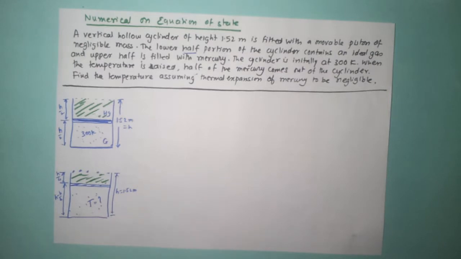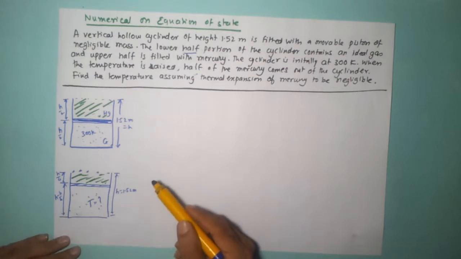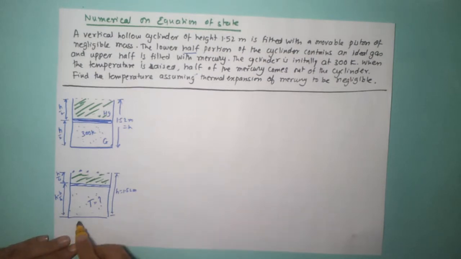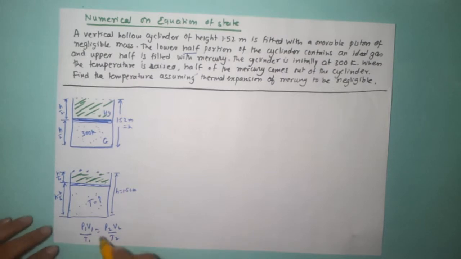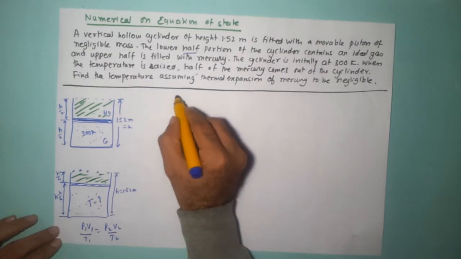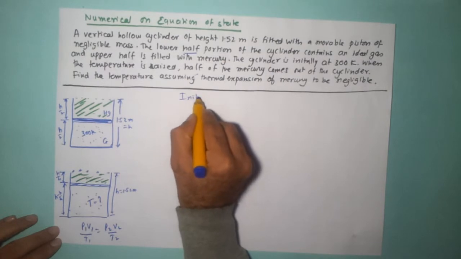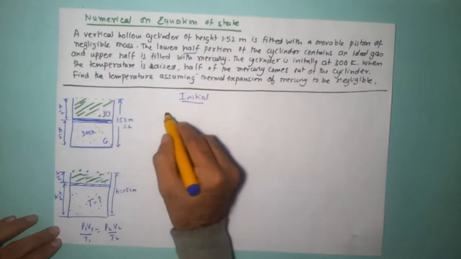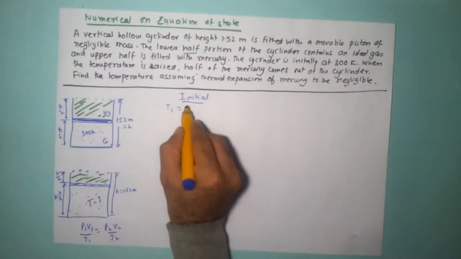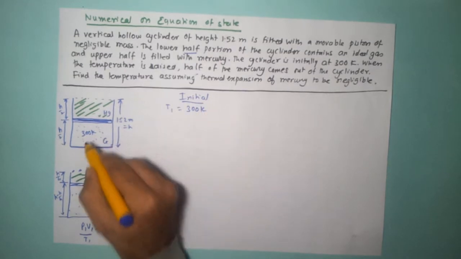So what we'll do is we have this gas in two different states. We will use the equation of state, P1 V1 upon T1 is equal to P2 V2 upon T2. So let us get these states. The initial state: in this particular condition, the temperature T1 is 300 Kelvin, which is given to us.